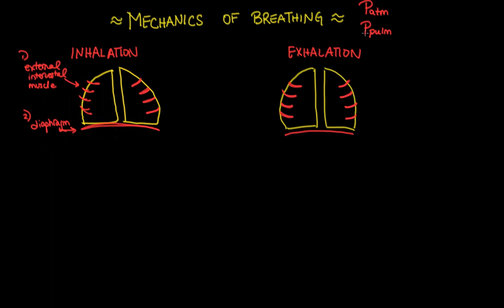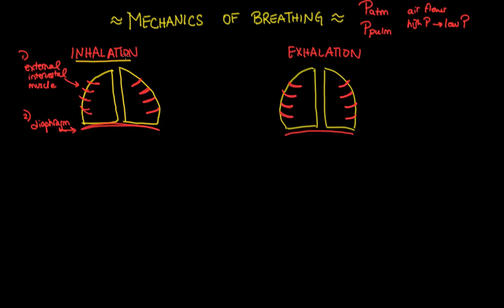So as a rule of thumb, air is always going to flow from high pressure to low pressure. Okay? So when atmospheric pressure is greater than pulmonary pressure, air is going to move into the lungs, into the pulmonary area. When P atmospheric is less than P pulmonary, then air is going to move out from the lungs and into the atmosphere. And so just keep that in mind because we're going to use that information as we study the mechanics of breathing. So let's begin. The first scenario we're going to examine is inhalation.